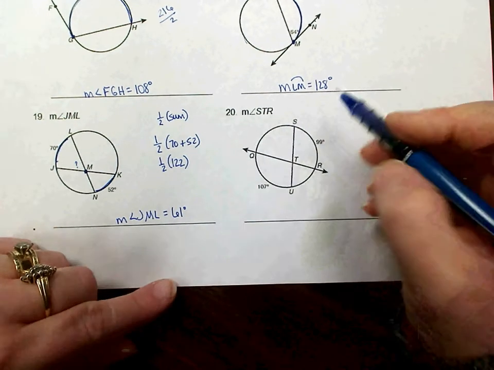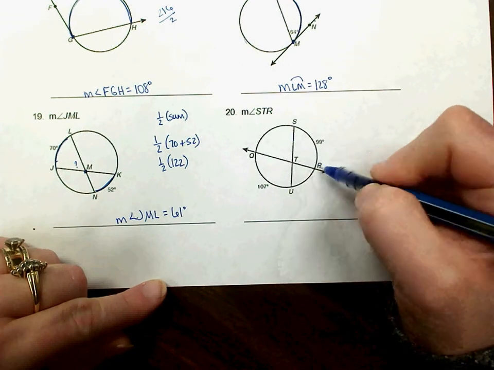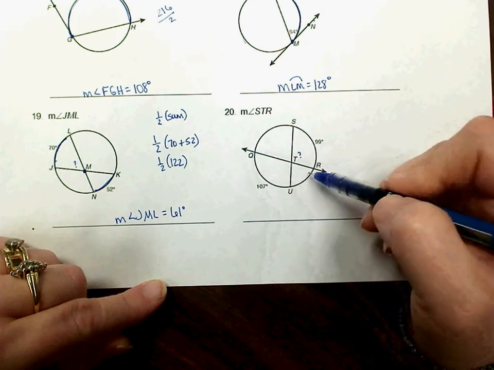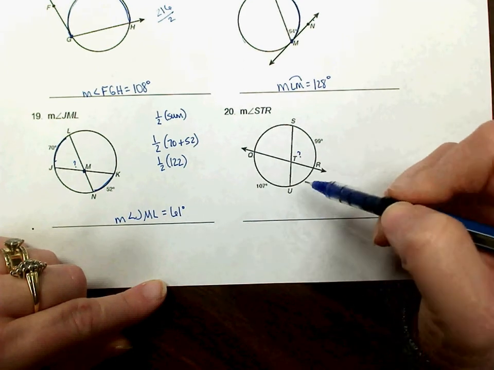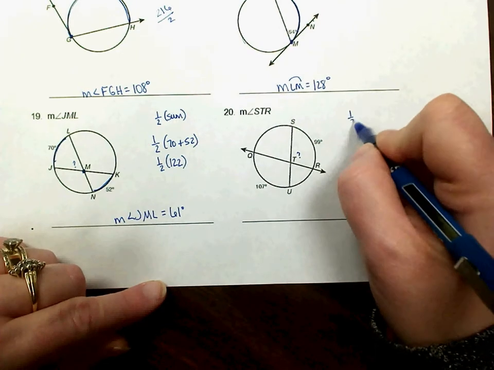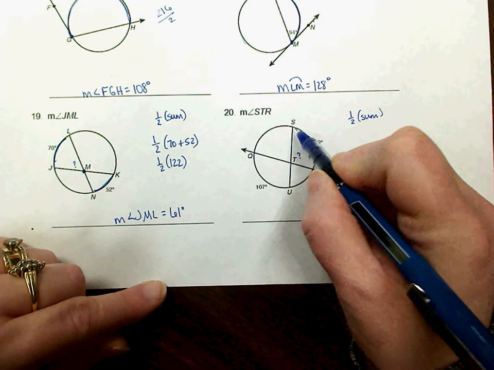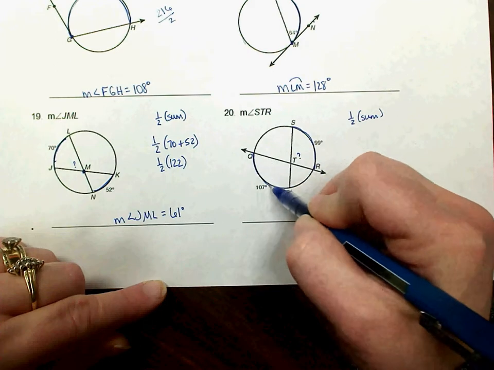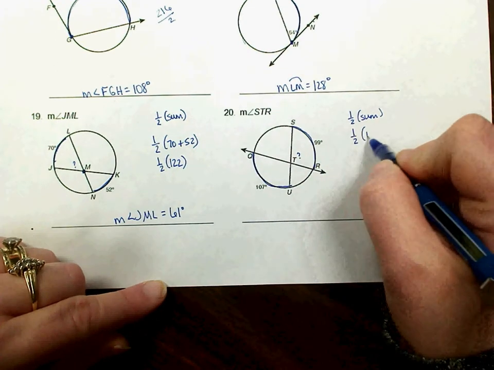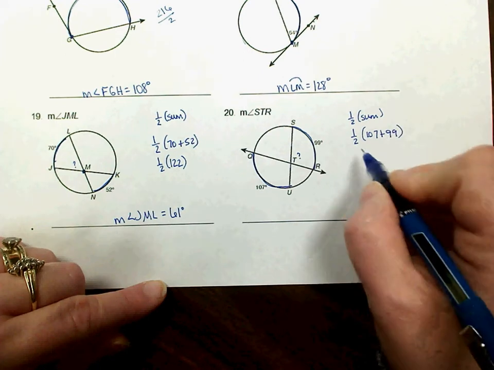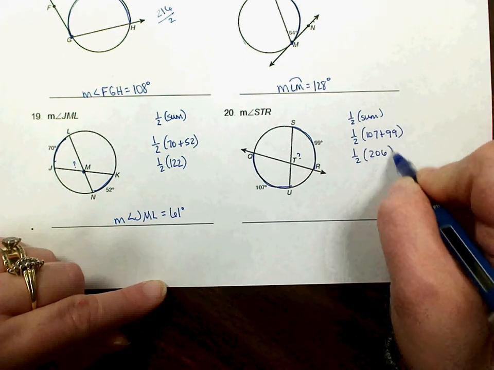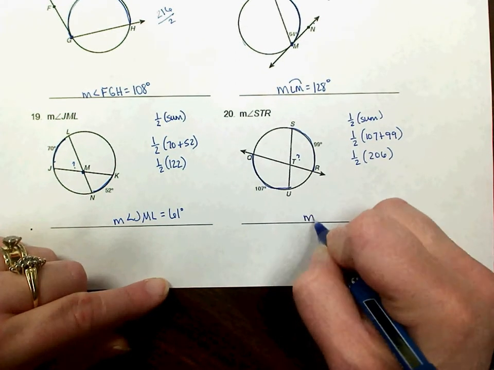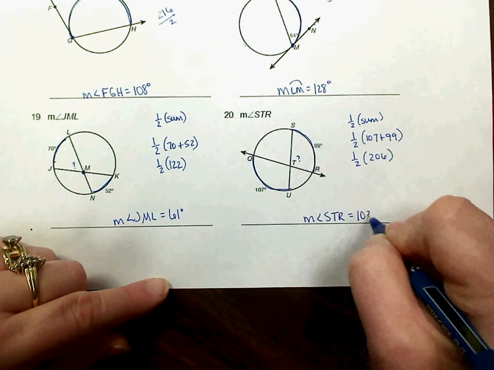On number 20, it's asking for the measure of angle STR, which is this angle right here. Again, we're looking at this chord and this secant intersecting at a point inside the circle. That's not the center. So again, the rule is half the sum of the two arcs. So the two arcs that form this angle, here's one of them, and then on the opposite side is this arc right here. So we want half of 107 plus 99. 107 plus 99 is 206, and a half of 206 is 103. So the measure of angle STR is 103 degrees.